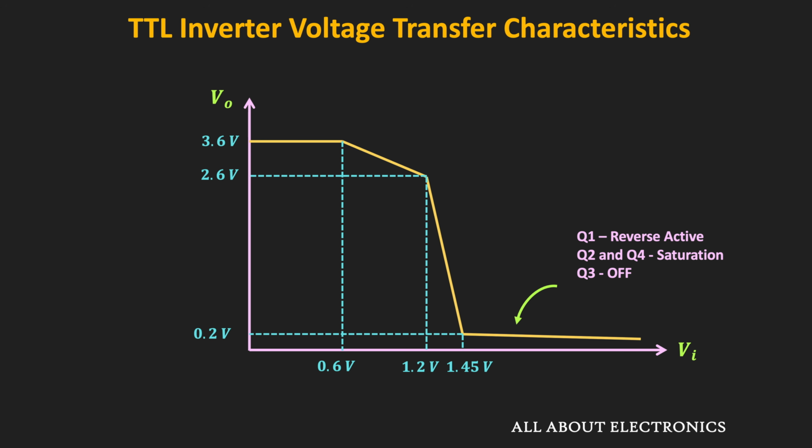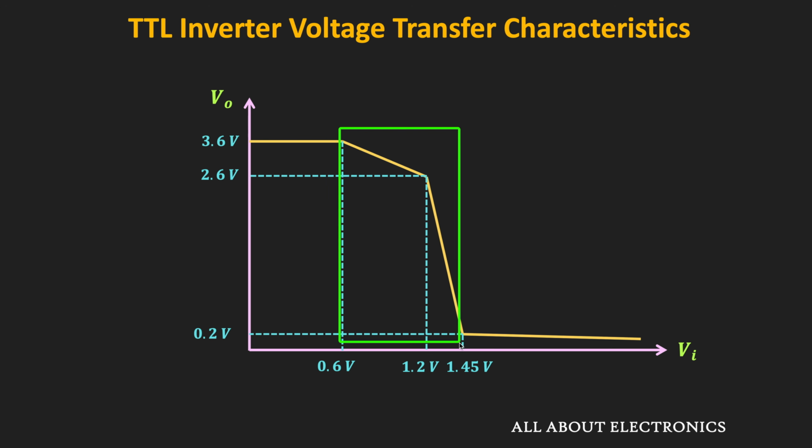That means when the input is low, then the output is high, and when the input is high, then the output is low. But now let us also see how the output changes when the input is between this range. As you can see, up to a certain input voltage, this output almost remains constant, up to 3.6 volt. So basically, it will remain constant until this Q2 gets turned on.